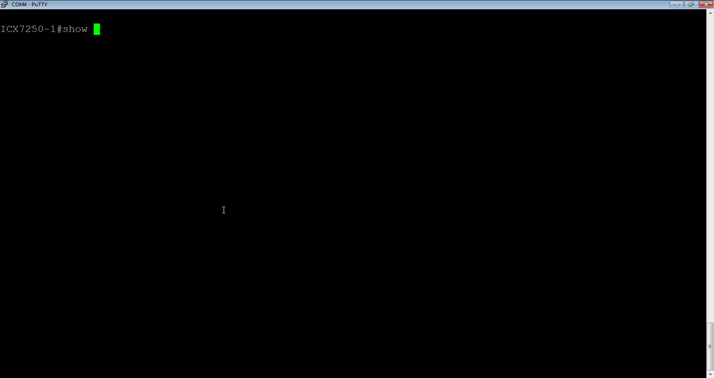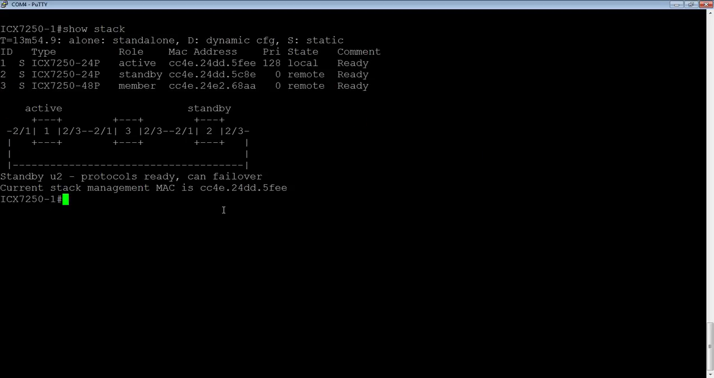We're going to have a look at our stack, so show stack. Okay, so we have three units in our stack. We have two 24 ports, a 48 port. So we're going to replace this number 3 here. So 68AA is its MAC address. So there's actually nothing you need to do.